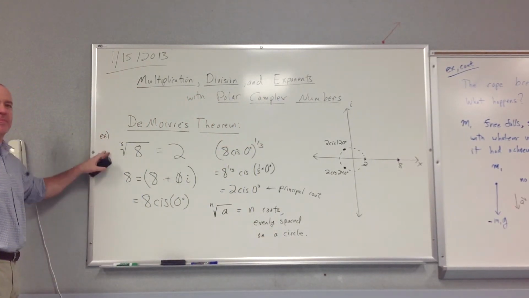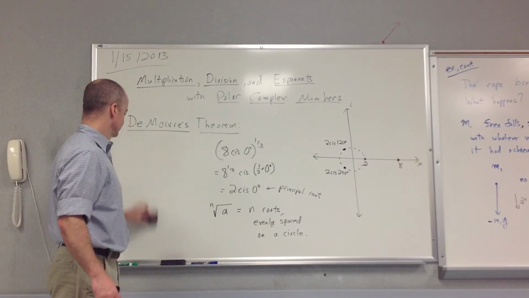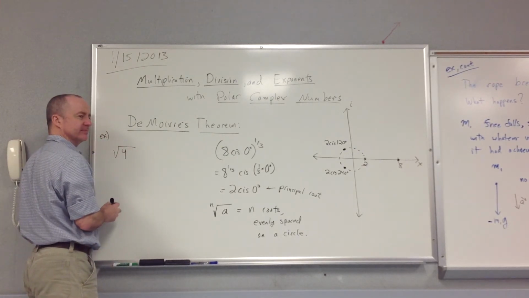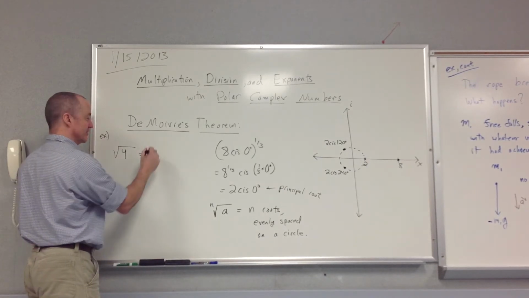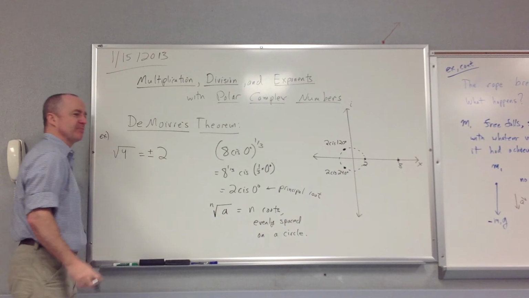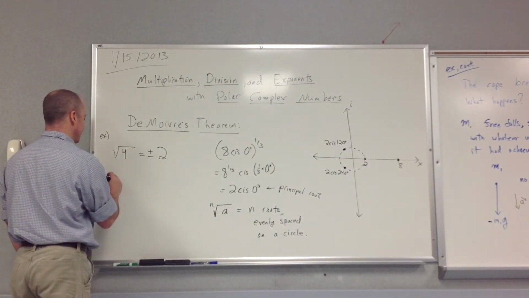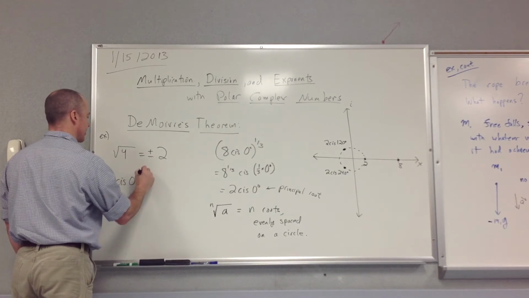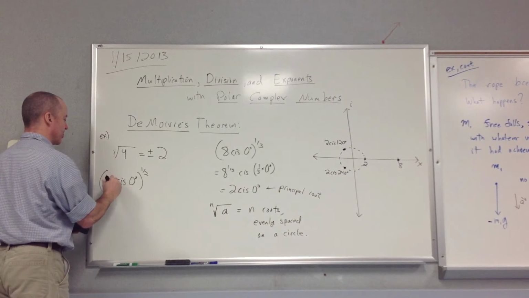May I erase this part? Yeah. I'll do another example. What's the square root of 4? Negative 2. 2 or negative 2. Thank you, Danny. Square root of 4 is plus or minus 2, you guys have learned, right? Okay, let's do this a different way. Sorry, what's 4 cis 0 degrees to the 1/2 power?